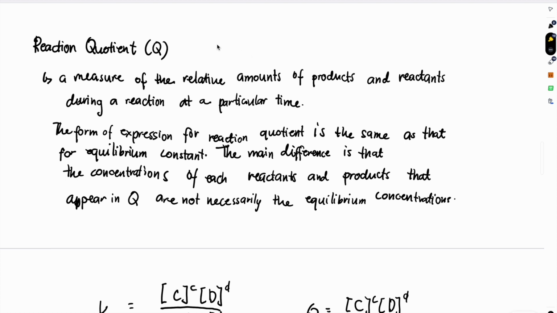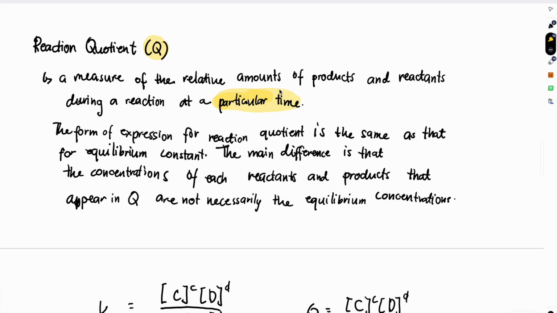This is what we call the reaction quotient. So this is denoted by Q. The reaction quotient is a measure of the relative amounts of products and reactants during a reaction at a particular time. So meaning, Q is your relative amount, like your equilibrium constant at a given particular time. It doesn't necessarily mean time like 1 p.m., 2 p.m. It doesn't mean like that.